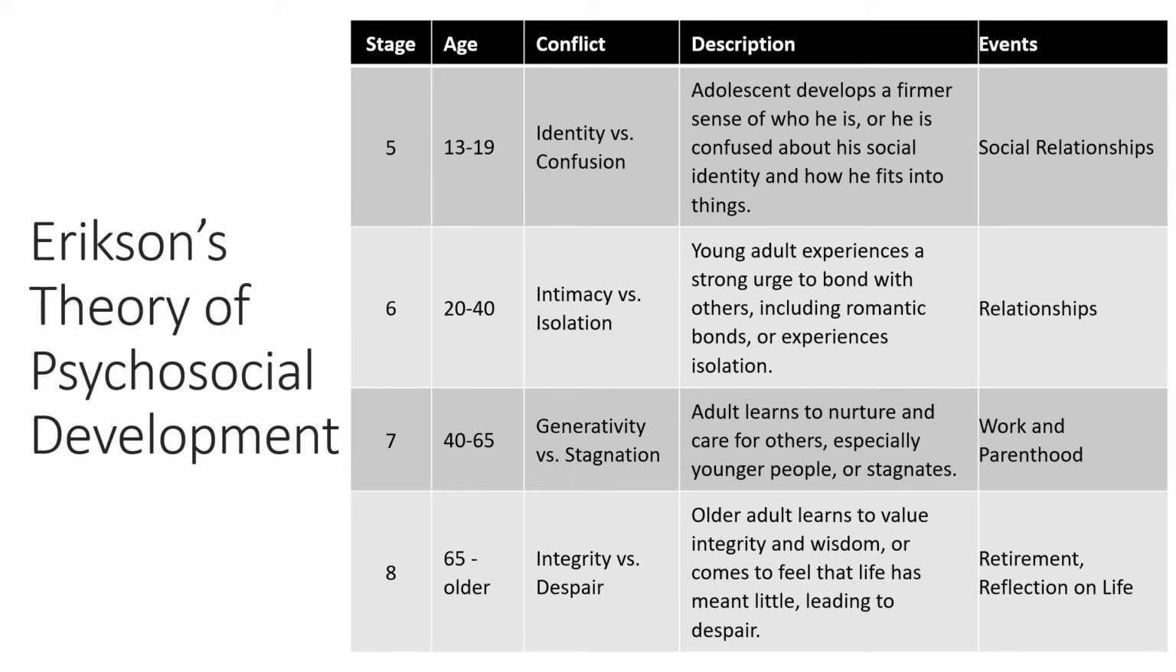Stage 5 occurs in the ages between 13 and 19. It's called identity versus confusion. And this is where most of your students will be. Remember, I said this is when adolescents turn to peers and they become the most important thing to them. An adolescent who develops a firmer sense of who he is will become socially adept and feel good about themselves, they'll have a firm sense of identity. If not, they may become confused about their social identity and may not feel that they fit in.